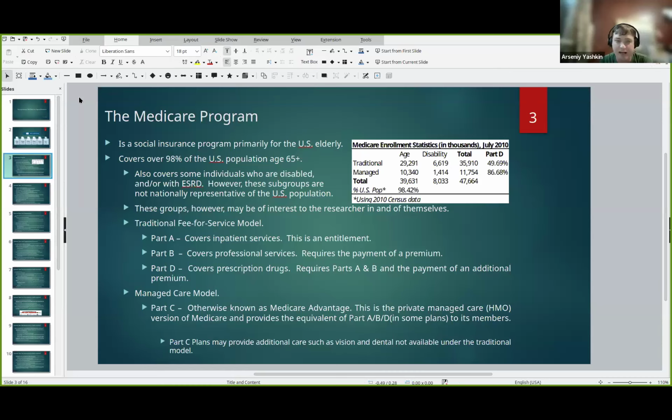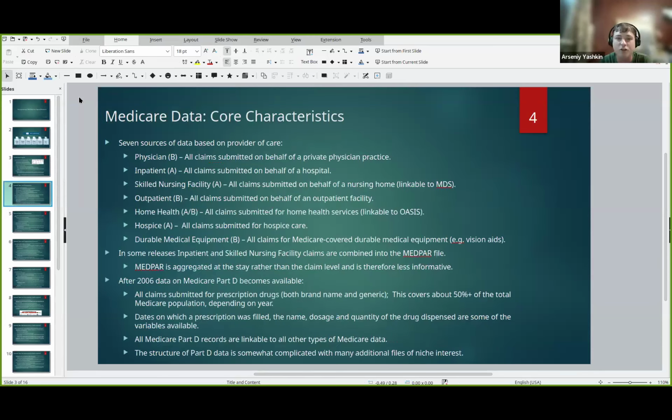So again, we have Part A, which is inpatient, B, professional services, D is prescription drugs. Then there's the managed care model, also known as Medicare Advantage or Medicare Part C. That's the HMO version of Medicare, and it pretty much does the same thing. It's supposed to do the same thing, but it gives you more options in terms of maybe eye care, etc. Right. So we have some core characteristics. If you order the data, you will get Medicare data files, which are sorted according to these types of files.